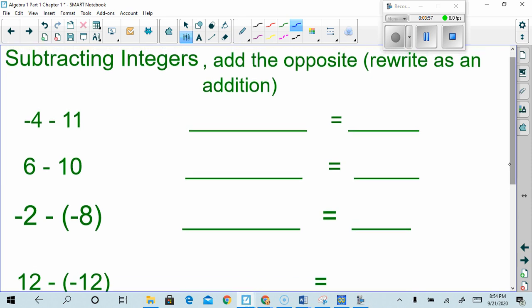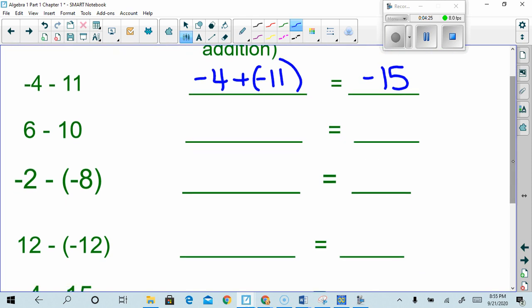Practice a few, and we'll go over them. Copy the original problem. In the second column, please rewrite it as an addition, and then simplify. We'll do a couple together. -4 plus, add the opposite, -11, yields a -15. I'll keep and I'll add the opposite. I see unlike signs, I'll subtract and keep the sign of the greater absolute value.